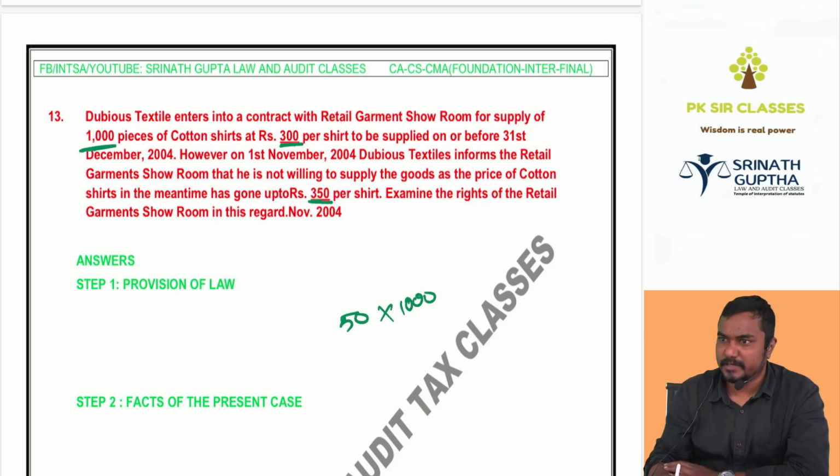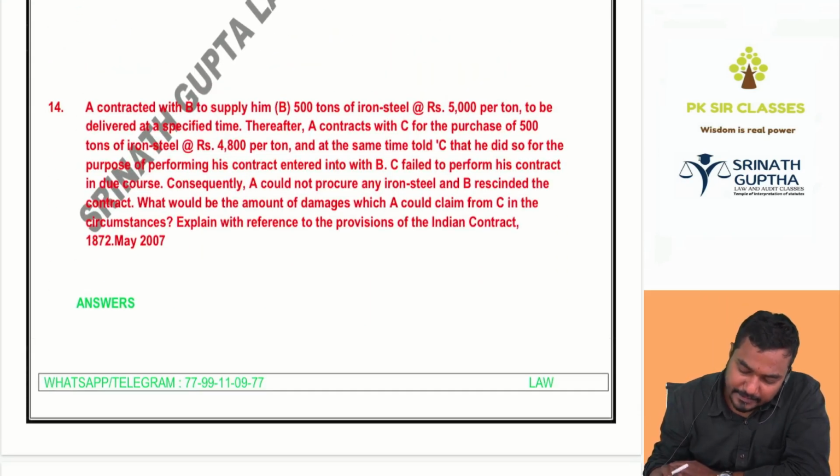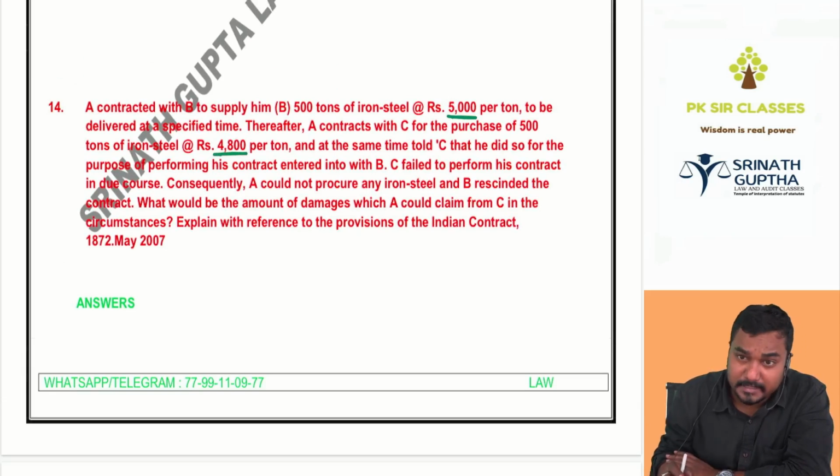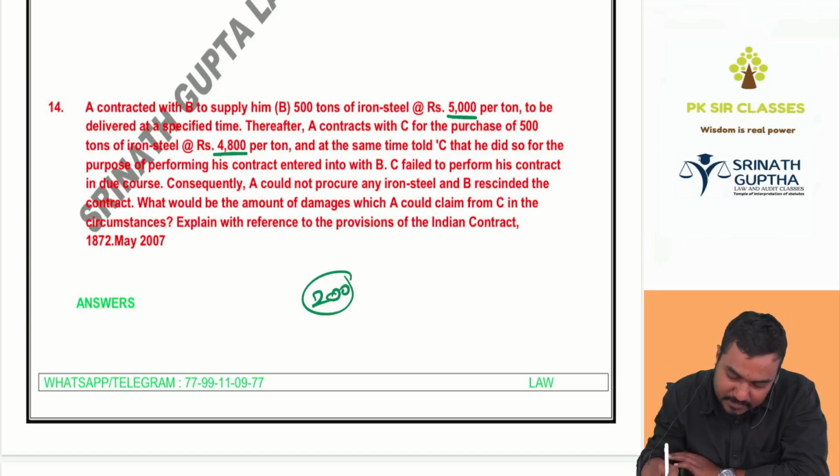I'm not reading the question again. Okay? Same question. At which price would we supply? But at which price are we purchasing? 5,000. And beta, how much can we claim? 200. Into how many tons?